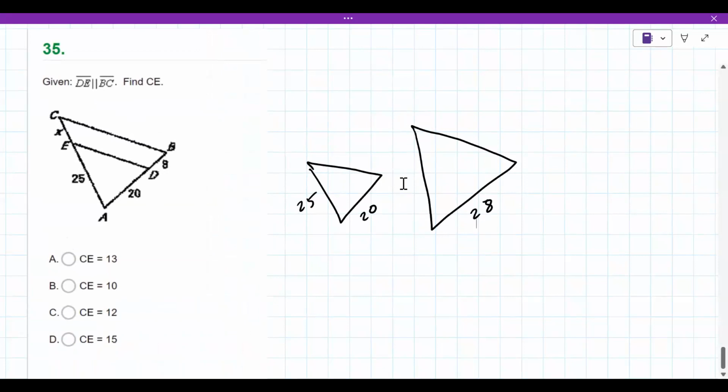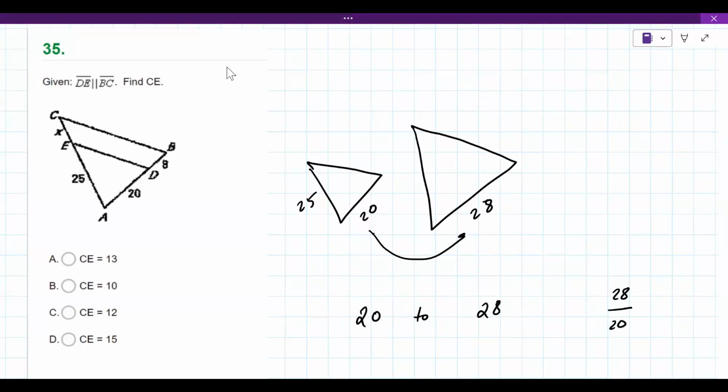Okay. So it's the same style of problem we've been doing. You've got to figure out, well, how do you go from 20 to 28? And the answer is always you take the bigger number and divide by the smaller number. So could you calculate that for us, please? So 28 divided by 20 is 1.4. And then notice you're multiplying by 1.4. So to go from 25 to whatever this is, you're going to multiply by 1.4. What does that become?